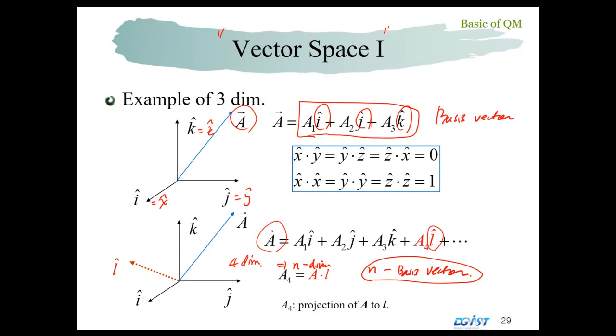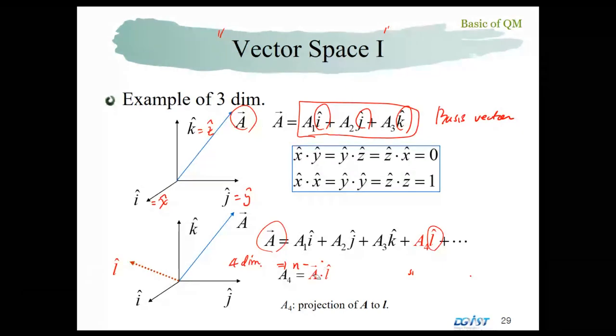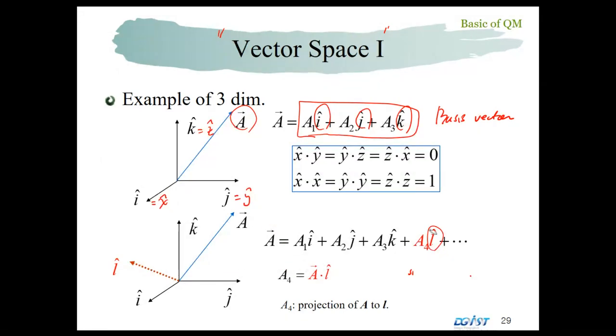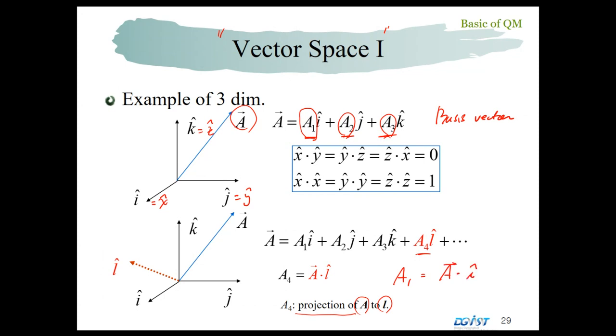And here, let me ask a simple question. What's the meaning of A1, or A2 or A3, and also A4? Those scalar numbers mean the projection of the vector to a specific direction. So A1 means the projection of the A vector to the first basis vector.